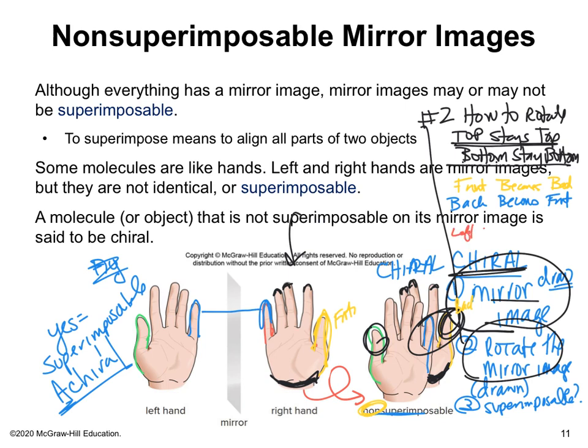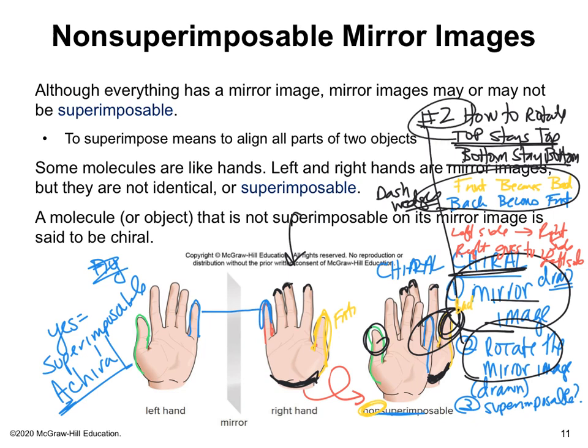Whatever's on the left side goes to the right side. Whatever's on the right side goes to the left side. Now, you might have to do this for a two-dimensional drawing, where front and back are dashes and wedges. So remember that. That's how we're actually going to rotate the image. And then you'll have to see if they're the same.